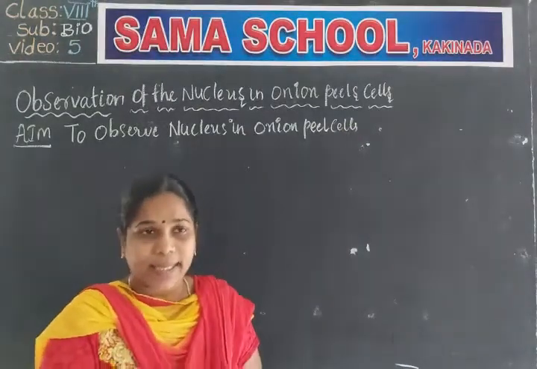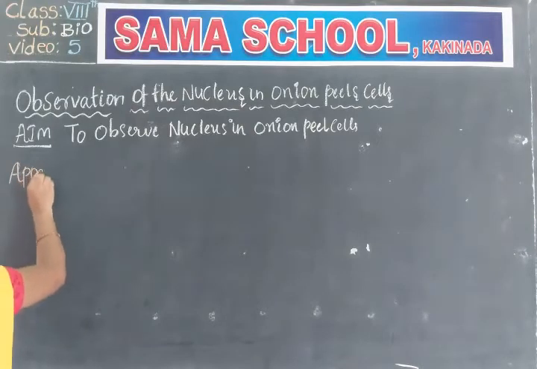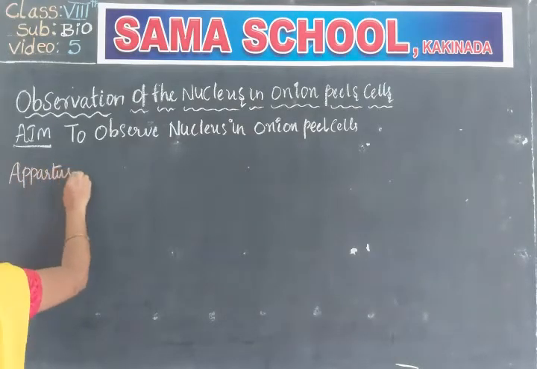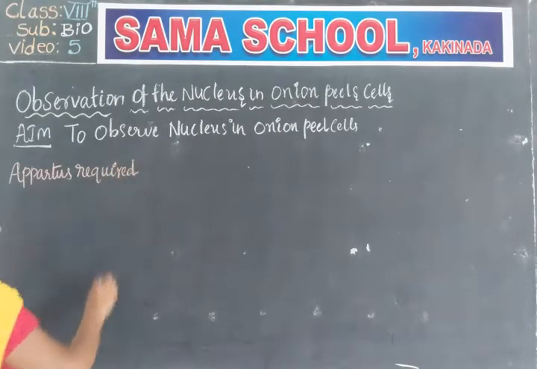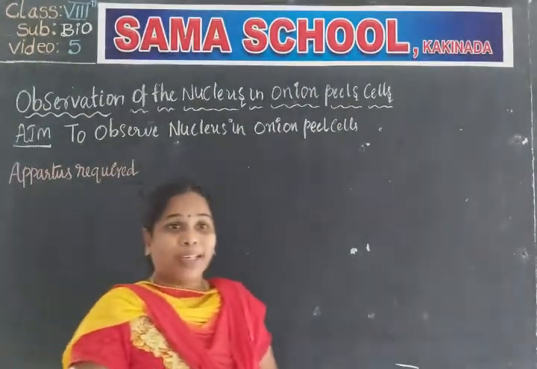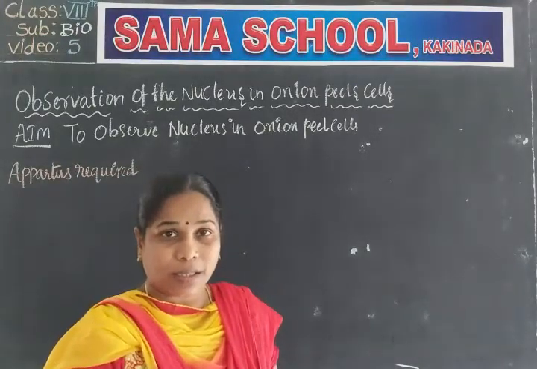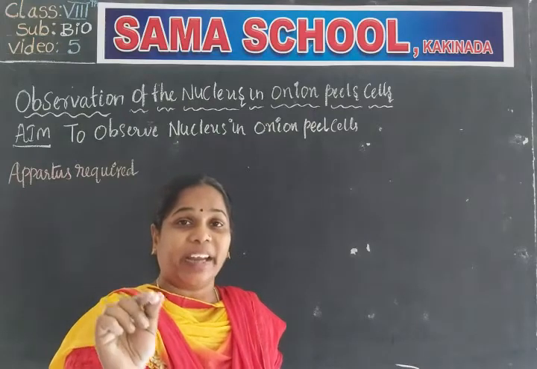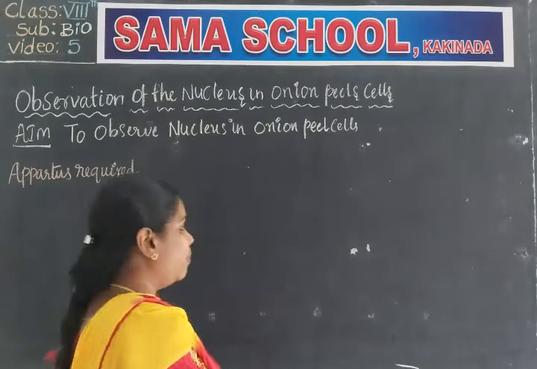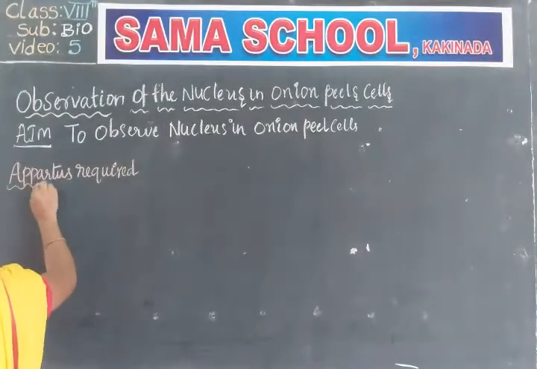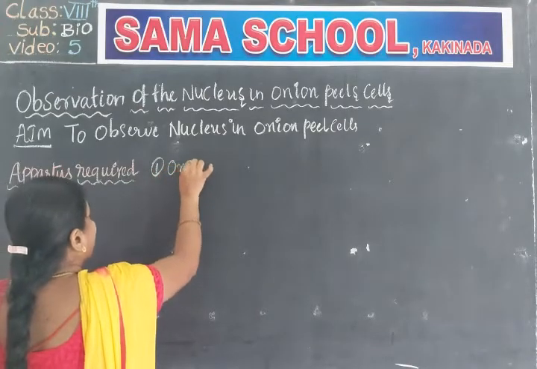Then apparatus. What apparatus is required? I already said it previously. They may give the apparatus and ask what activity can be done with the given apparatus. So please keep this in mind. What are the apparatus we require? We require onion peel.